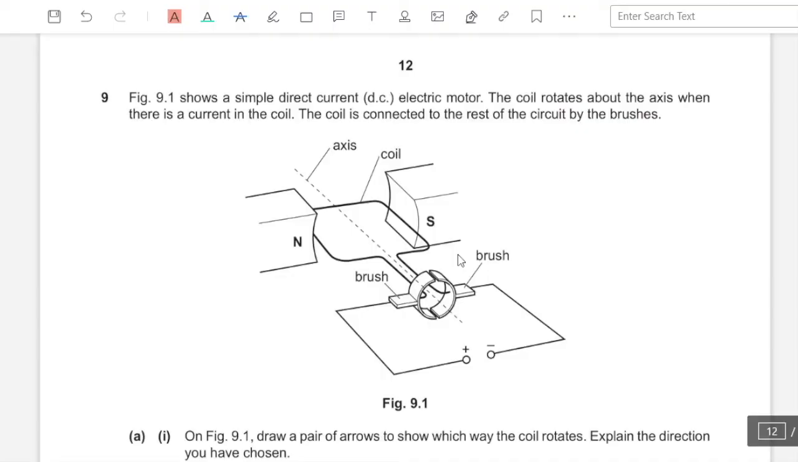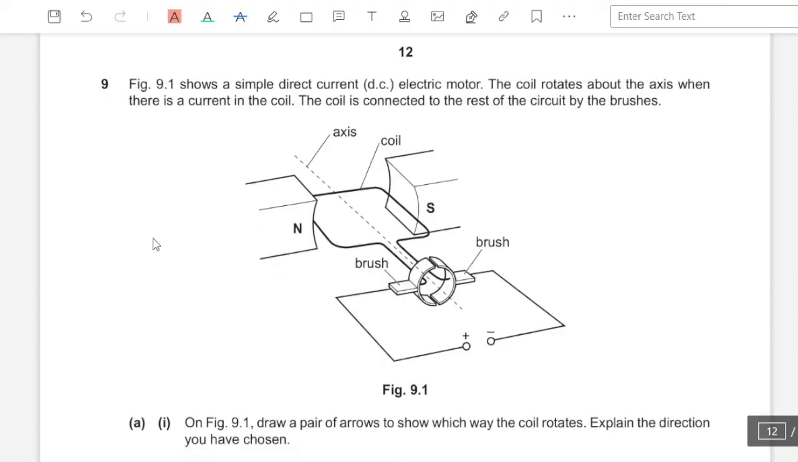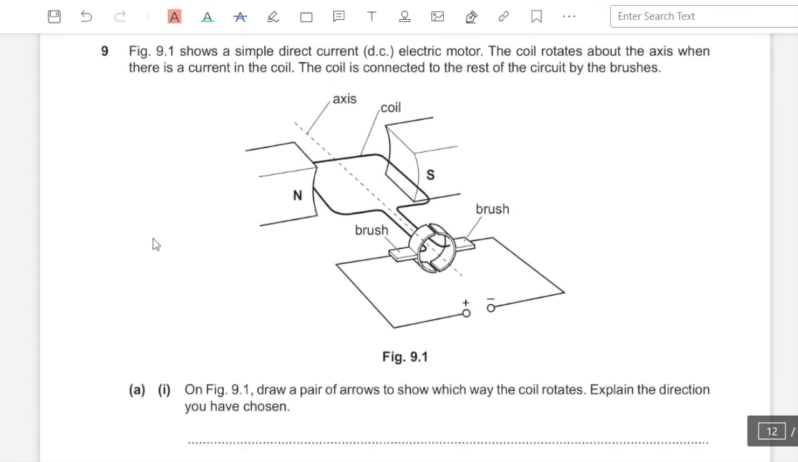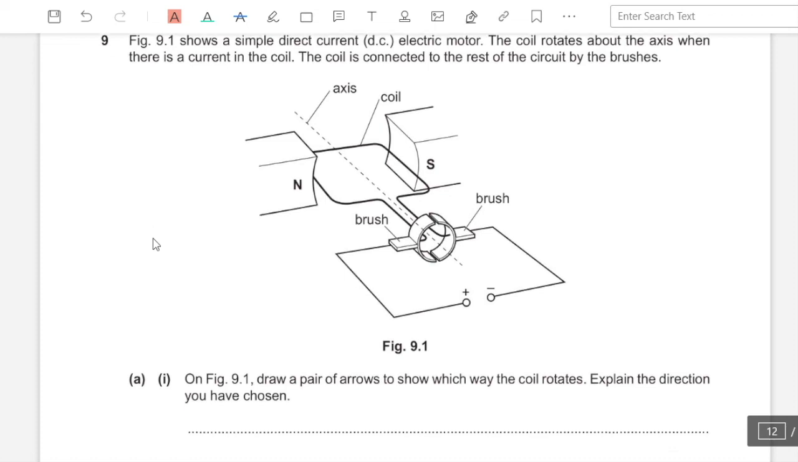9. Figure 9.1 shows a simple direct current electric motor. The coil rotates about the axis when there is a current in the coil. The coil is connected to the rest of the circuit by the brushes. A1.